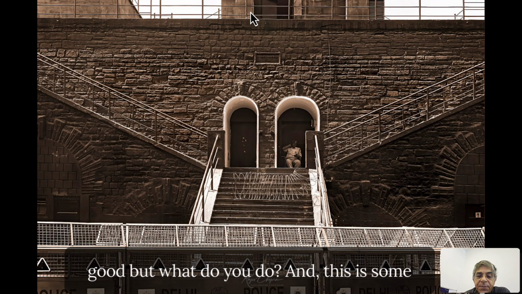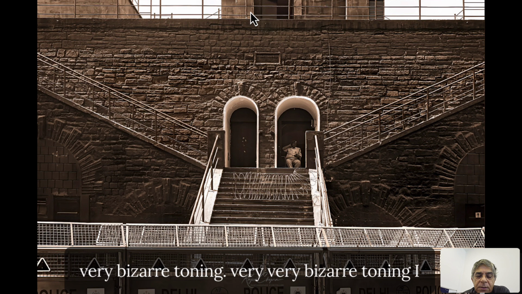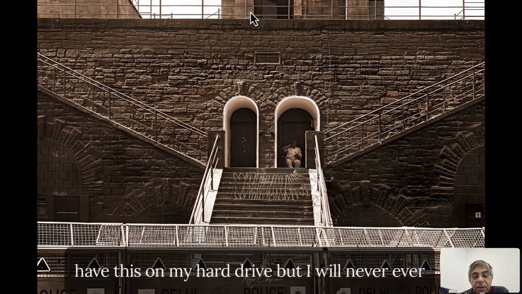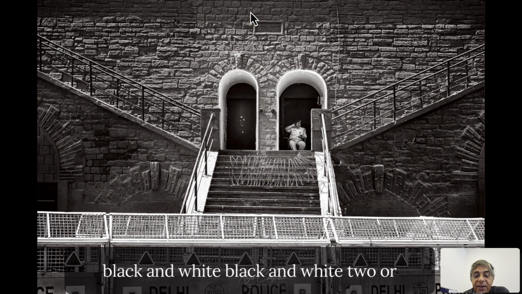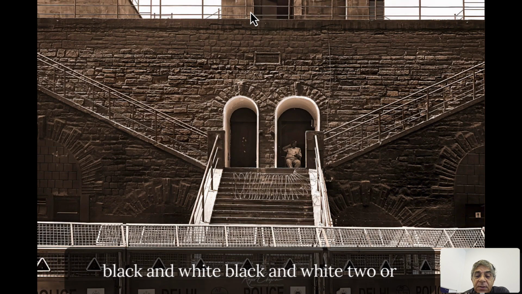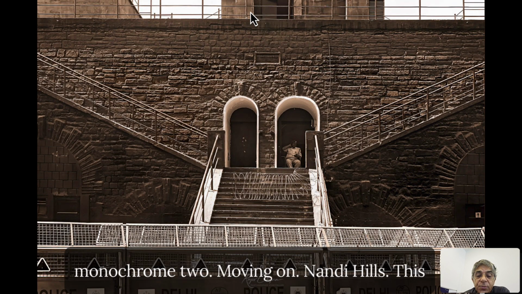And this is some very bizarre toning. So now this is some very, very bizarre toning. I have this on my hard drive, but I will never ever put this up on social media. So again you see black and white 1, black and white 2, or monochrome 1, monochrome 2.